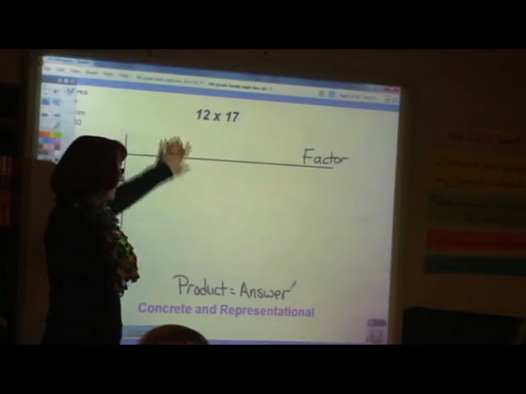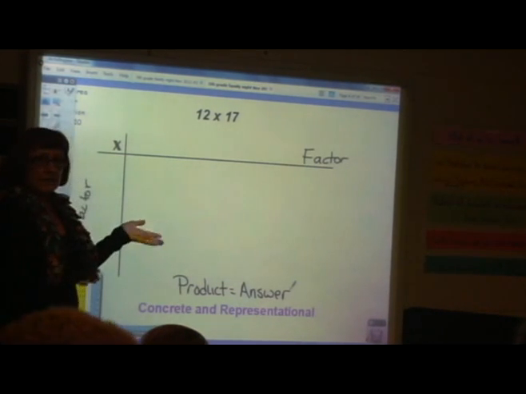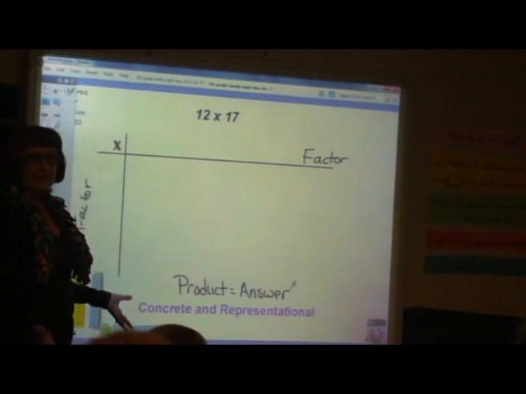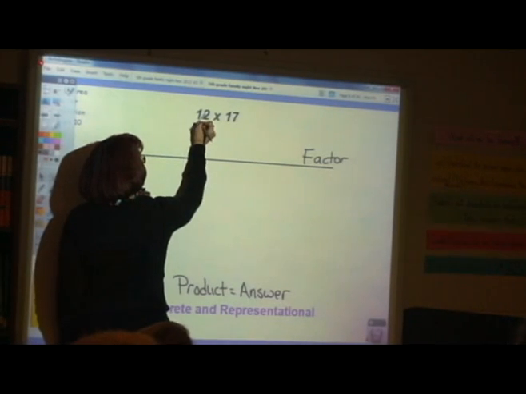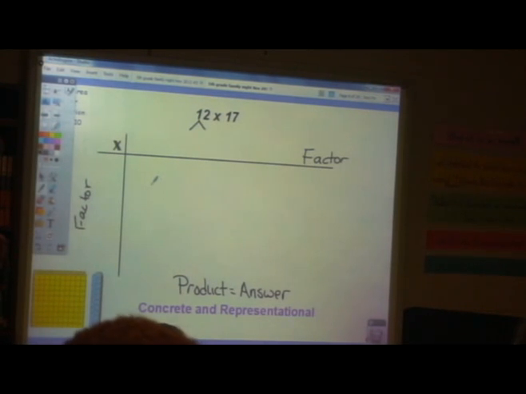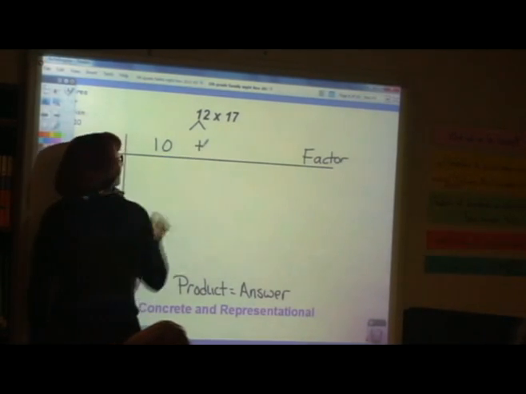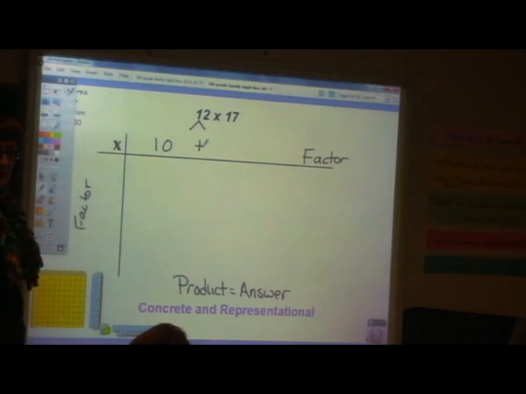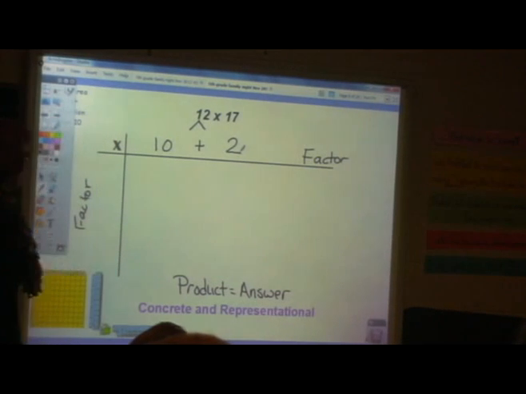When we multiply factor on factor, we'll get the product, which is our answer. Ms. Miller talked about decomposing, Ms. Harris talked about decomposing. This is where they actually decompose their numbers. So we are going to decompose one factor, which is 12. What can we decompose that to? 10 plus what will give me 12? 2. 10 plus 2 will give me 12.